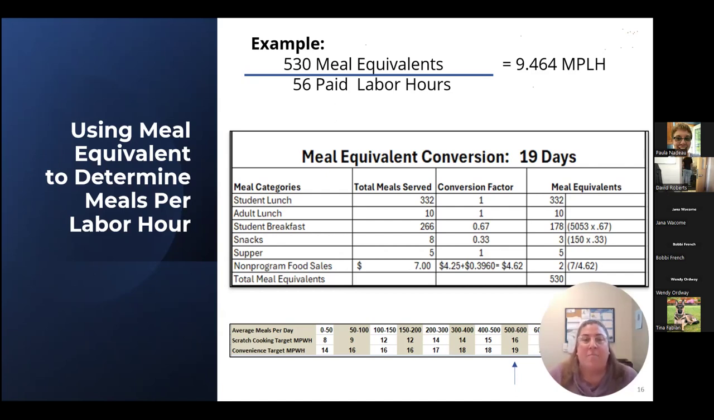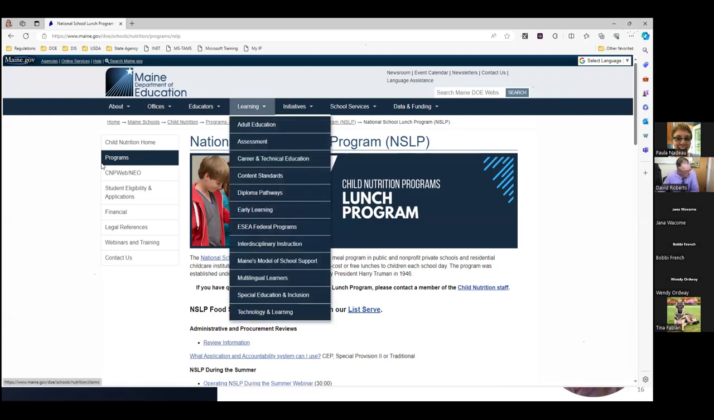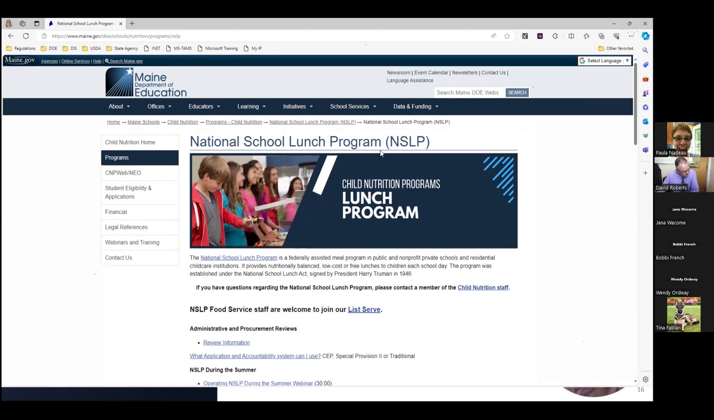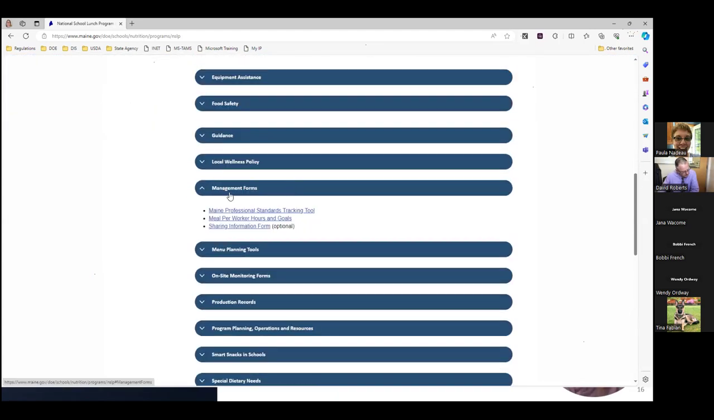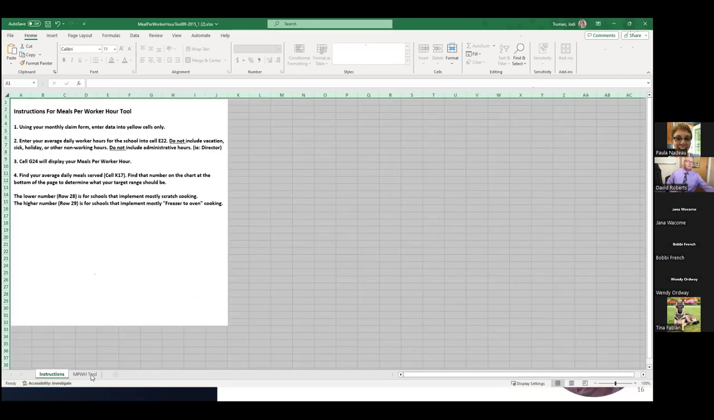So that is this example. I want you to know how to do it by hand, before we jump into what Dave just talked about, and that is what we have on our website. I'm going to go there so I can show you where it's located. I'm on our Maine Department of Education website under programs for NSLP. I'm going to go down to management forms, and here is the meals per worker hour and goals. This is the sheet that you're going to click and go into. This is what it looks like. The first is the instructions, and the second is the tool.